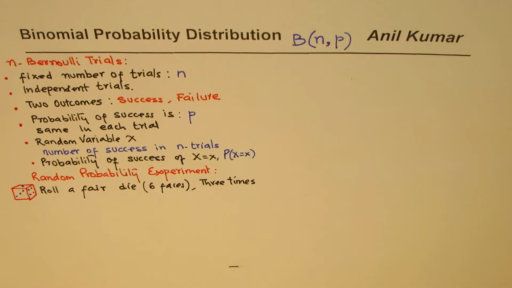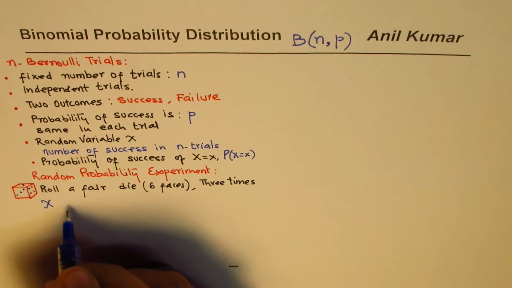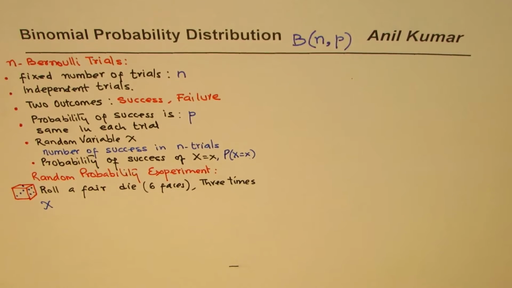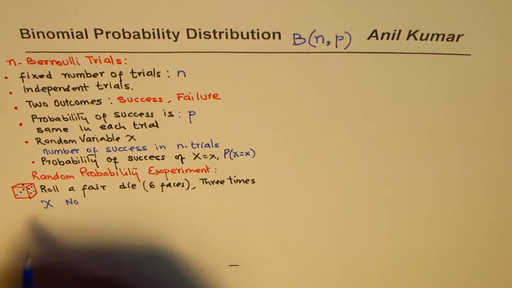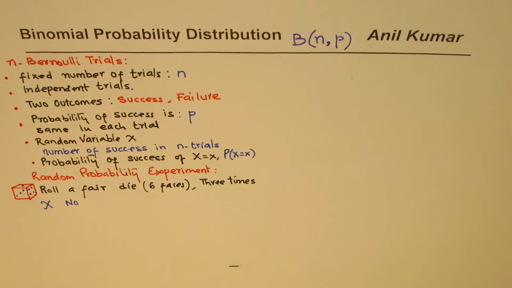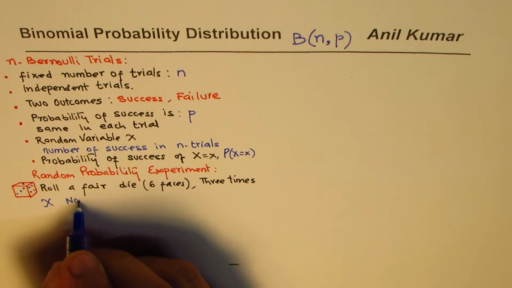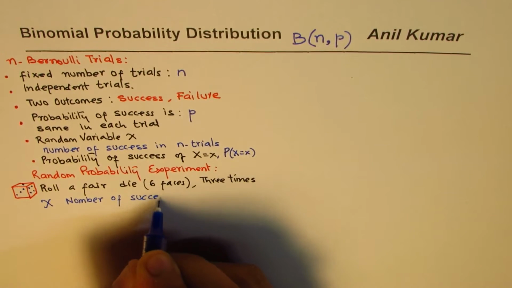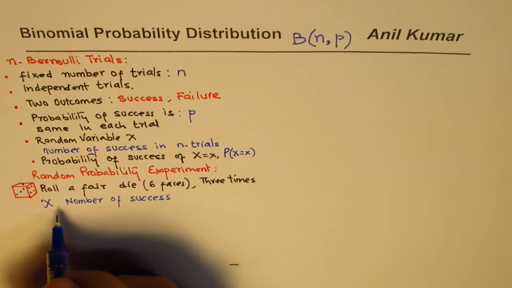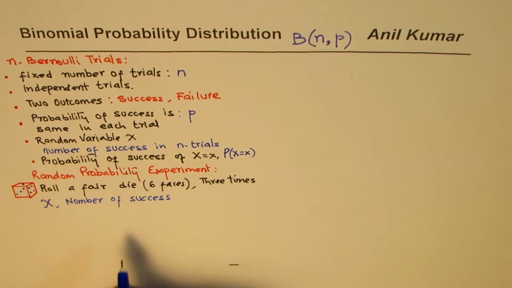Now, let us define the random variable first. Whenever you're talking about binomial probability distribution, you should begin by defining the random variable. So in our case, we'll say the random variable x is the number of successes. That is always the random variable x.